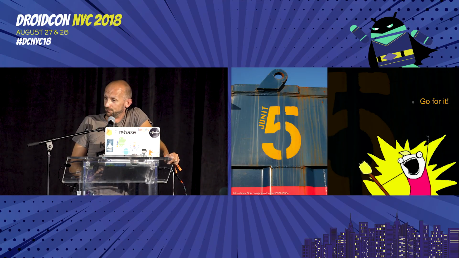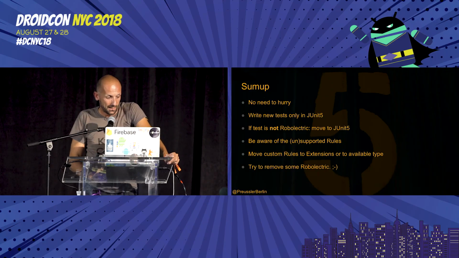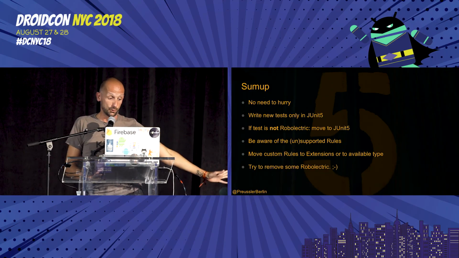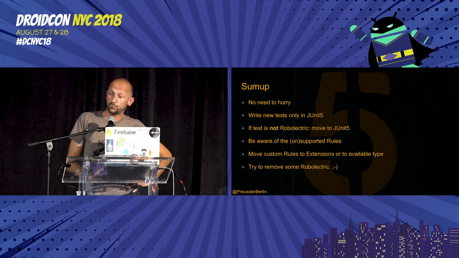So now you might ask, hey, JUnit 5, should I go? You definitely should. But there's no hurry. JUnit 4 is completely under maintenance. You have all the time in the world. I would say write new tests in JUnit 5. If the test you're touching is not Robolectric, try moving it over to JUnit 5.